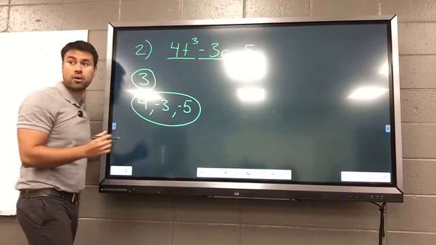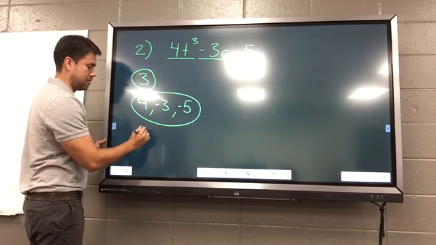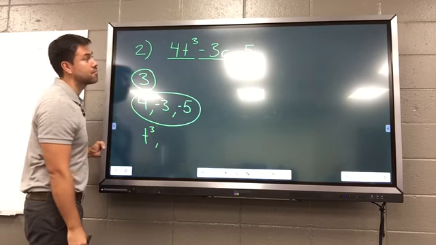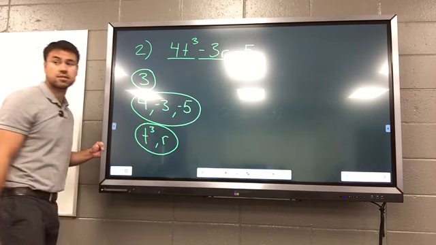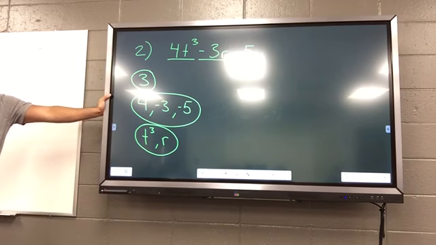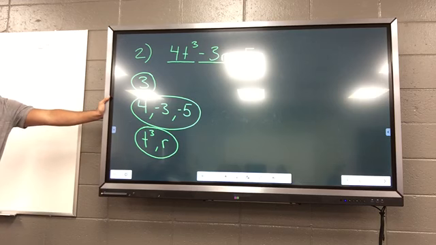What literal coefficients are there? T to the third. Good. T to the third and then R. Okay, those are the literal coefficients. Are there any constants? And if so, what are they?